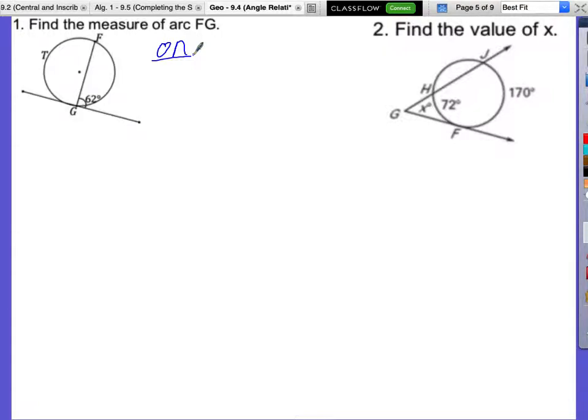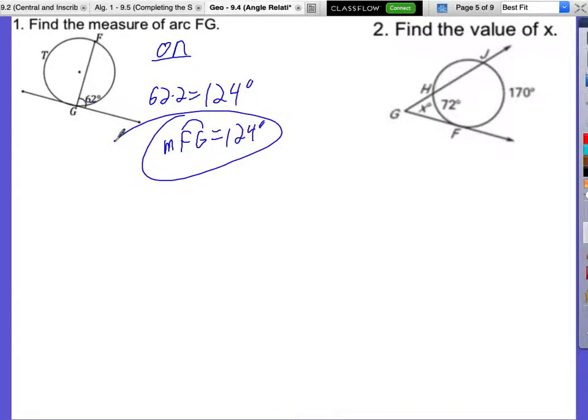On the circle, but we don't know the arc FG, and we're trying to figure it out. It says tangent chord angle up here. If the formula for the angle is arc divided by 2, then you just times 62 by 2 to get the arc. So just like if you had an inscribed angle that was 62, you would double it to get to the arc. You'll take 62 times 2, and you'll get 124 degrees. So the measure of arc FG is 124 degrees.